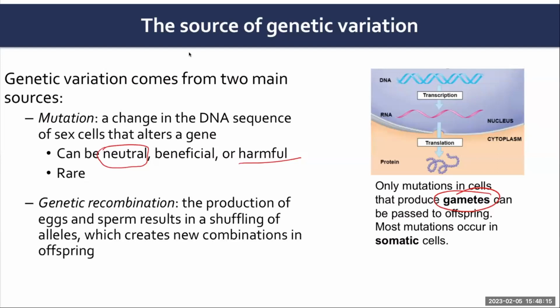Okay. Now, the other form of genetic variation comes from genetic recombination. And so this is the process of sexual reproduction that shuffles alleles and creates new combinations in offspring, right? So mutation introduces genetic variation, and sexual reproduction shuffles variation to come up with all brand new allelic combinations.